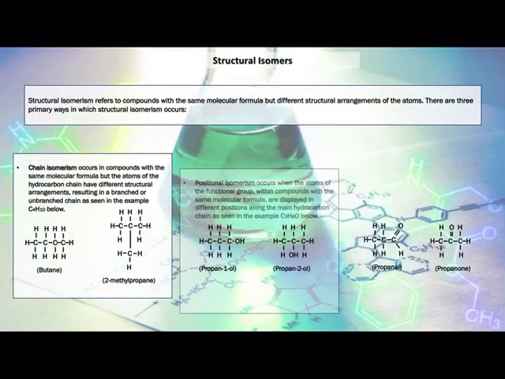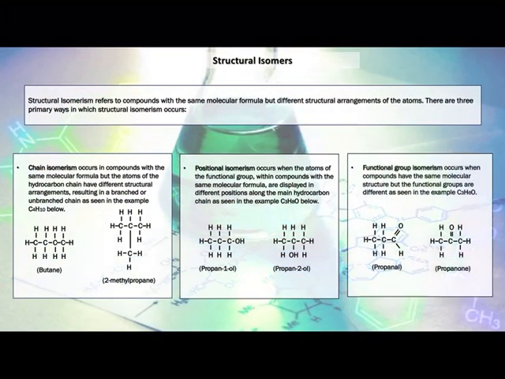Structural isomers. Now, these have actually got 3 primary ways in which a structural isomer can occur. We have chain isomerism, positional isomerism, and functional group isomerism. So chain isomers occur in compounds with the same molecular formula, but the atoms of the hydrocarbon chain have different structural arrangements. This results in a branched or unbranched chain, which you can see from the example.